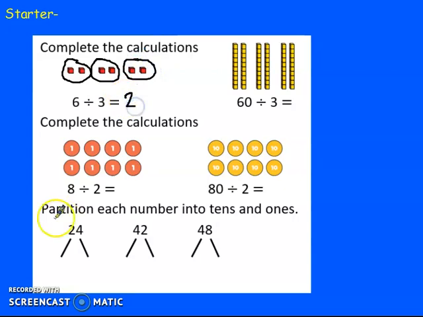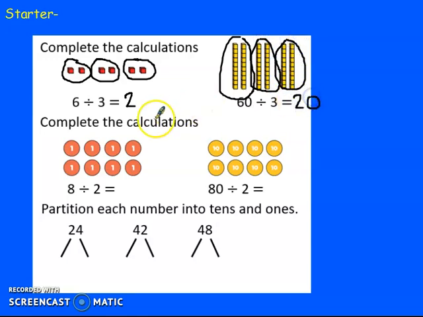The answer is 2. Now this is similar to the next question because instead of 6 divided by 3, we have 60 divided by 3. And we know that 60 is 10 times larger than 6. So if we split it into 3 groups again, we have 20 in each group. And that is the same as the other question because 20 is 10 times larger than 2.